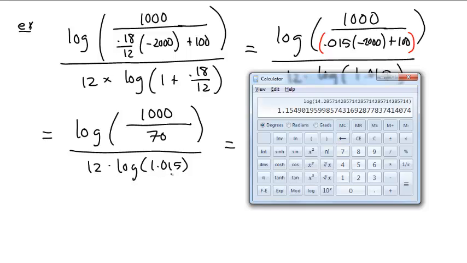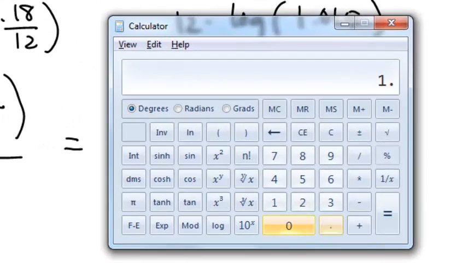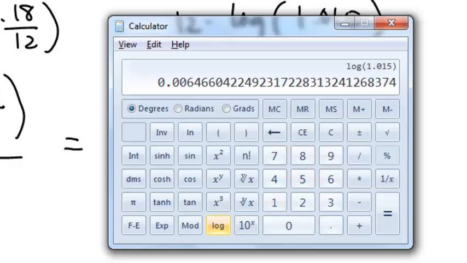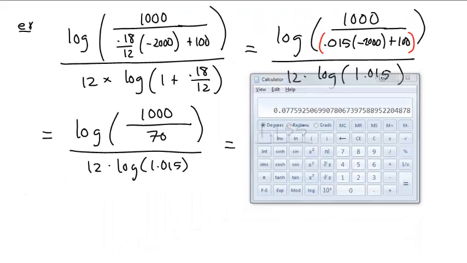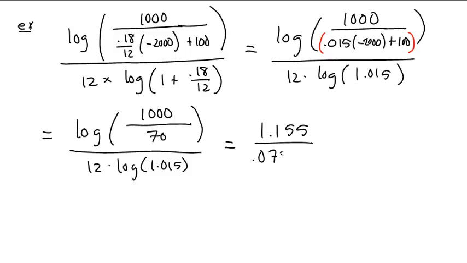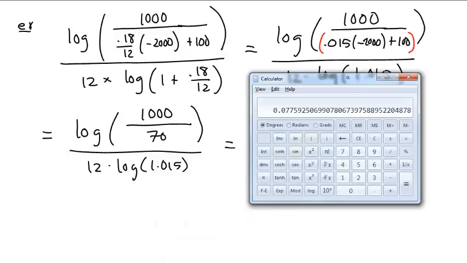And down below, what do I have? Multiplication and a function. There's a question: what do you do first? Well, you can't multiply 12 by this whole thing until you know what it is. You have to evaluate functions first. So we do 1.015, I take the log of it. That is the answer. I multiply by 12. That is my denominator. 4 significant digits, the 0 doesn't count. So it's 7759. The next one is only a 2, so 0.07759.